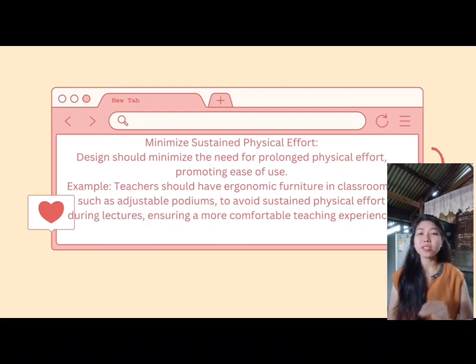The goal is to make teaching and learning experiences more comfortable, efficient, and enjoyable for everyone, regardless of their physical abilities or limitations. Thank you, speaker number 3.